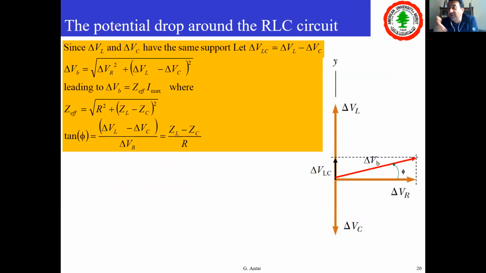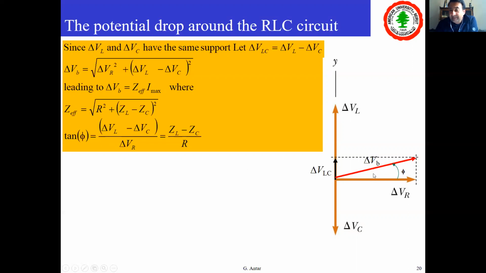Now I'm going to use Pythagoras. Delta V around the battery equals delta VLC squared plus delta VR squared, as shown here. Delta VR squared is equal to R Imax squared. Delta VL is equal to ZL Imax. Delta VC is equal to ZC Imax. I replace all of these. I now have delta V of the battery equal to this effective impedance Z multiplied by Imax, because each of these terms has an Imax squared. It gets out of the square root, gives me an Imax, and I'm left with Z effective equal to the square root of R squared plus (ZL minus ZC) squared.